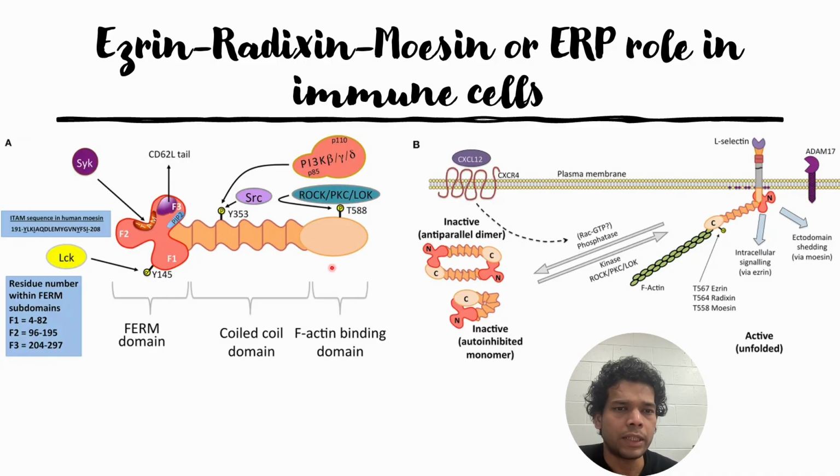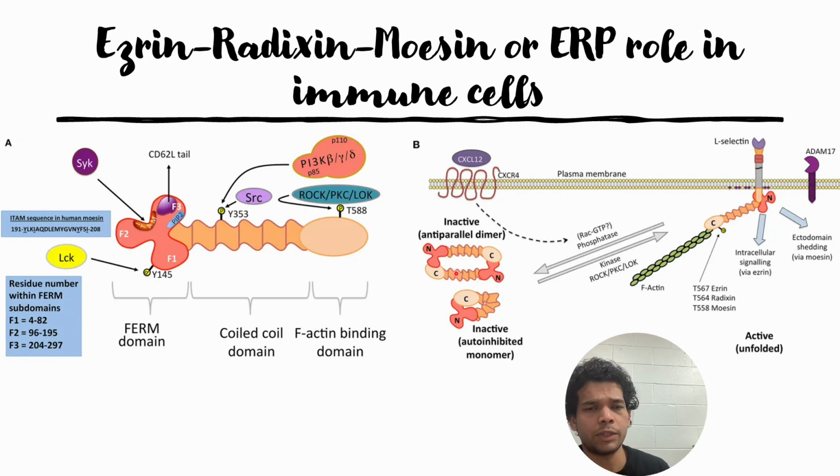And apart from that, the main role of the F-actin binding domain is to help in the interactions with F-actin through the ROCK pathway. So these are the different domains and the important role of each domain. Now we will discuss how they get activated and what their natural state is. That is shown in panel B.